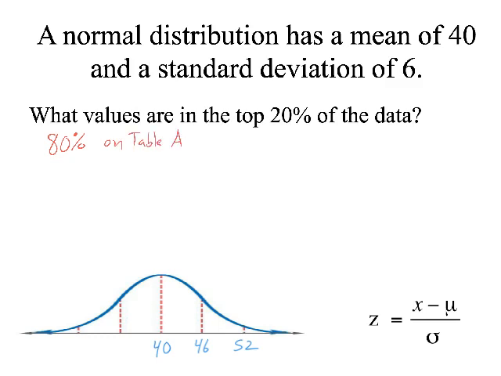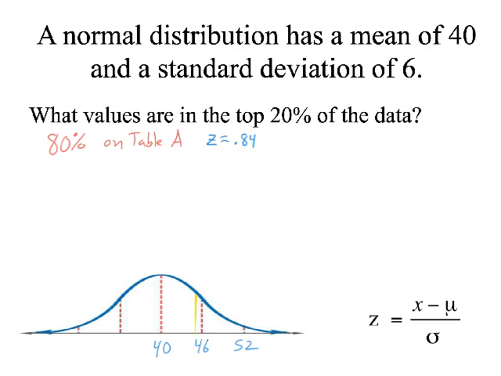And when I look for 80% on table A, what is my z-score? When I look at it carefully, my z is about 0.84. That's my z-score. It's right about here somewhere. 0.84, not all the way to 1, but somewhere around here. So I can kind of see where it's at. All right, so if we shade that, 0.84 would be somewhere around here.